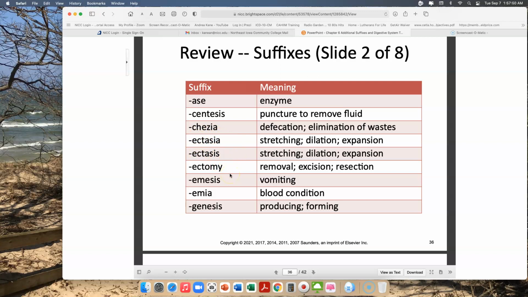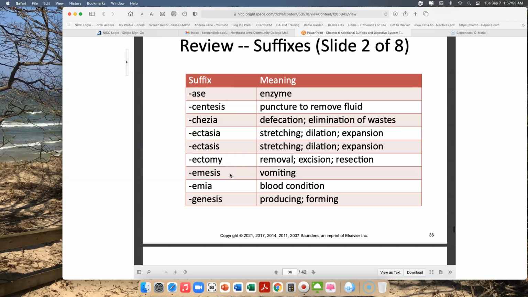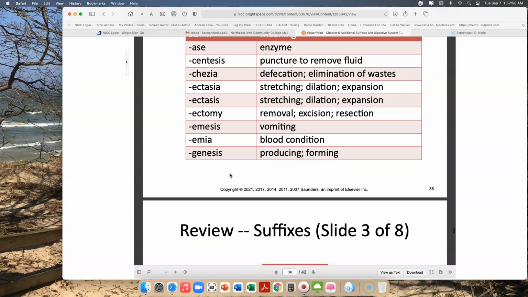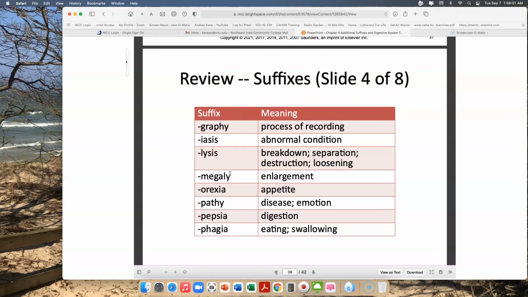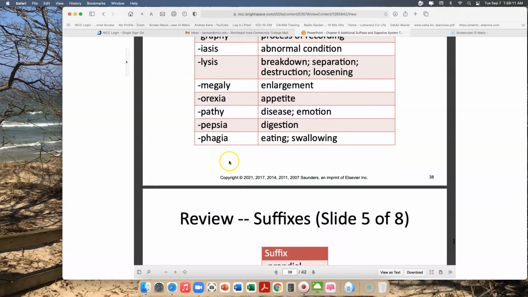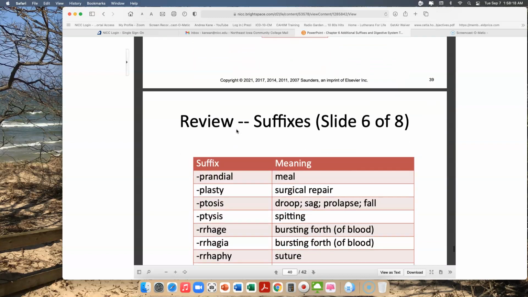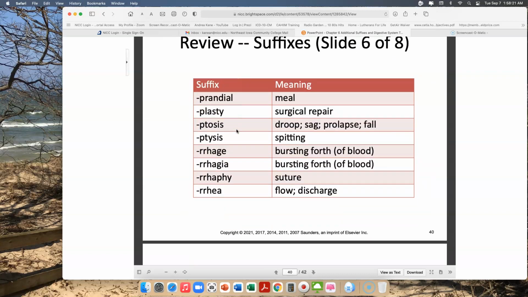Ectomy is removal, excision, resection. Emesis is vomiting. Emia is blood condition, and genesis is producing or forming. Graphy is the process of recording. Iasis is abnormal condition. Lysis is breakdown, separation, destruction, loosening. Megaly is enlargement. Orexia is appetite. Pathy is disease or emotion. Pepsia is digestion. Phagia is eating or swallowing. Prandial is meal. Plasty is surgical repair. Ptosis is droop, sag, prolapse, or fall.